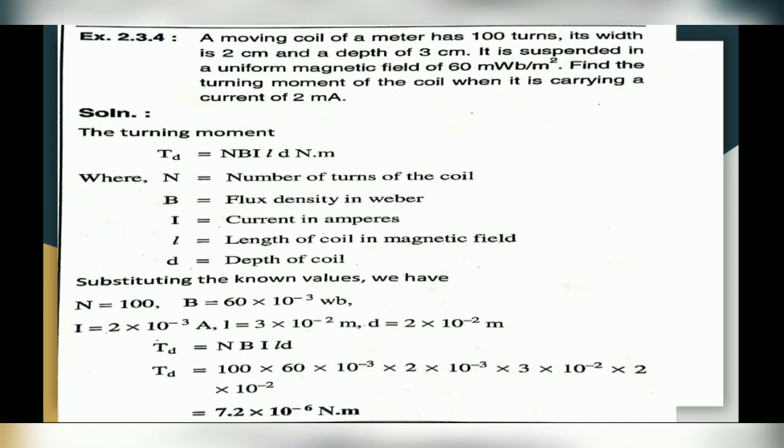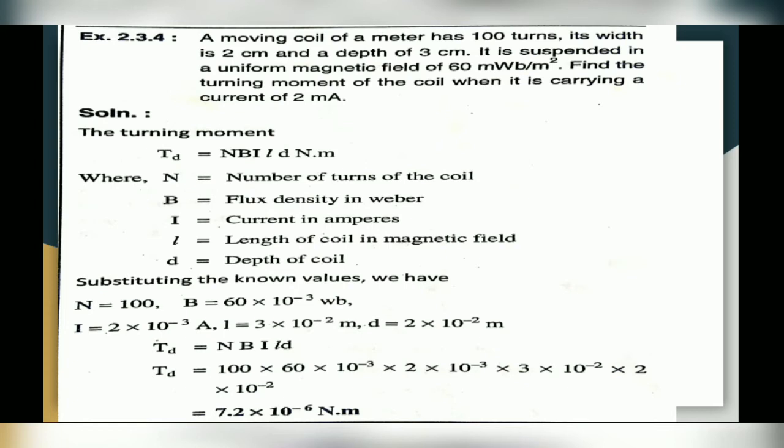So in this numerical you have to find the value of deflecting torque, and the current given is 2 milliampere. The formula for turning moment, that is deflecting torque, is Td equals NBI L into D Newton meter, where N is number of turns of the coil, B is flux density in Weber, I is current in ampere, L is length of coil in magnetic field, and D is the depth of coil. So we have these values.